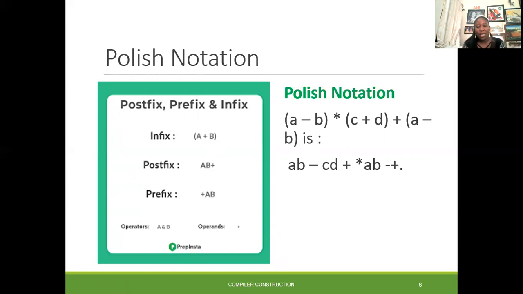Of course, you have your C and D here, C plus D, and then you have your addition sign at the end of that. Beautiful. And then you have your A and B, and then after that you have your minus sign. Because this addition adds what's in parentheses and this one is in parentheses, you have that addition sign appearing at the end. So that's a simple illustration of your Polish notation.